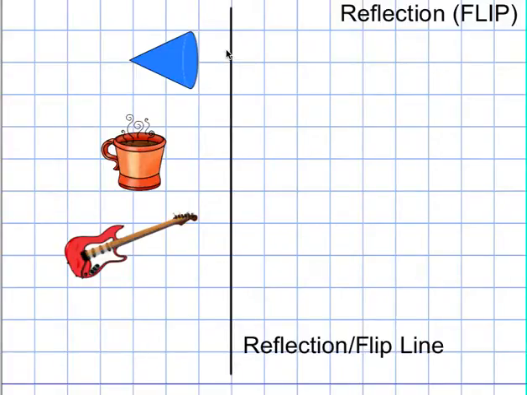And so in order to do this activity, you need to have some kind of line. In this case, it's vertical, but again, we could do one that's horizontal. And I have three different shapes here. I have this cone, I have a cup of coffee, and I have this guitar. And basically, I want to be able to flip these shapes over this line so they are equal.